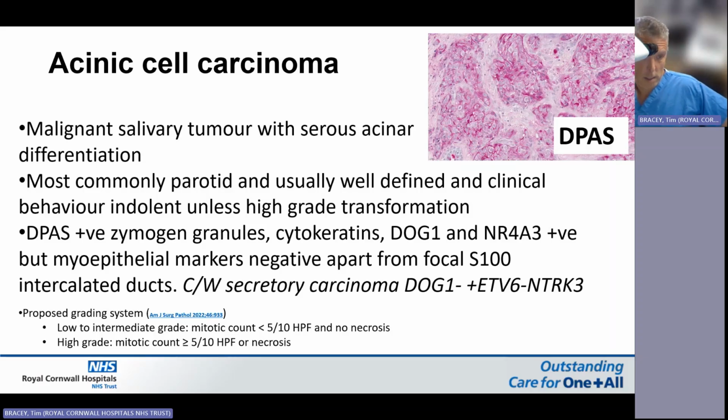So the proposed acinic cell carcinoma grading system is low to intermediate grade with low mitoses, less than 5 per 10 high-power fields, and no necrosis, and then high grade, with any necrosis and a higher mitotic rate.